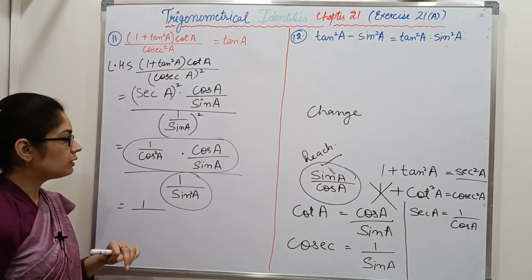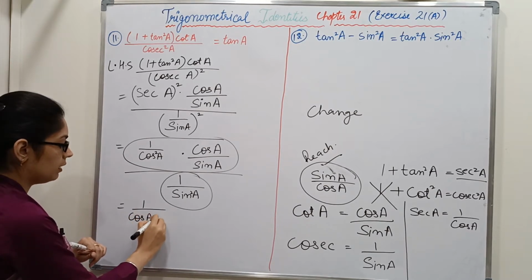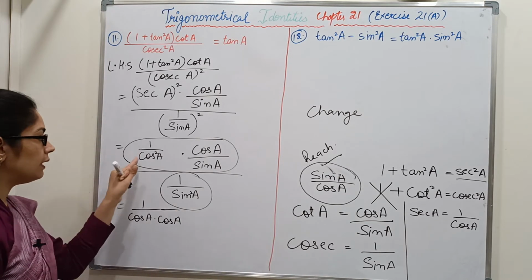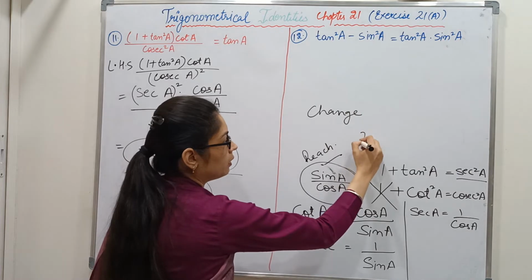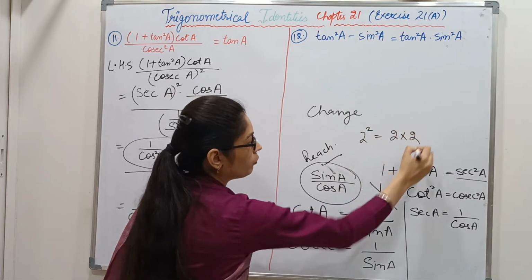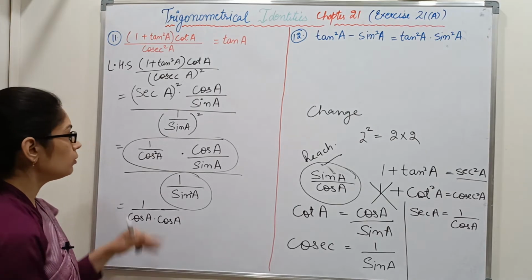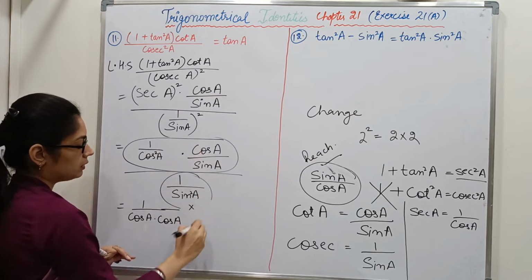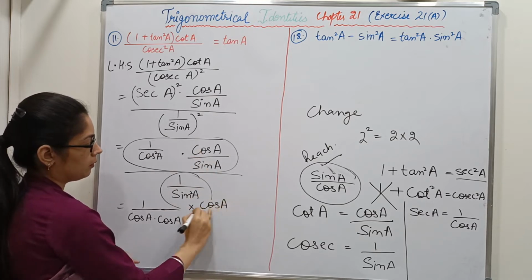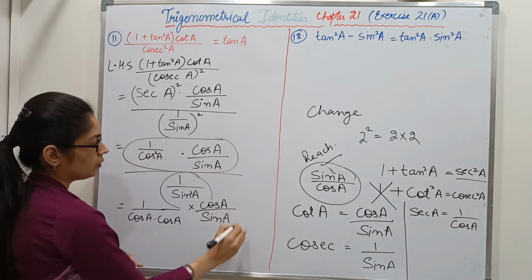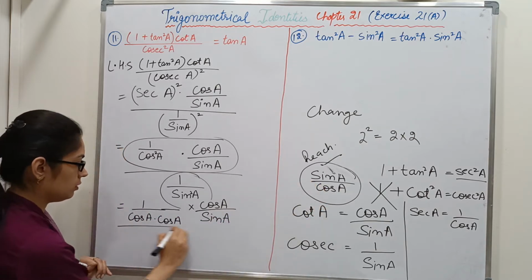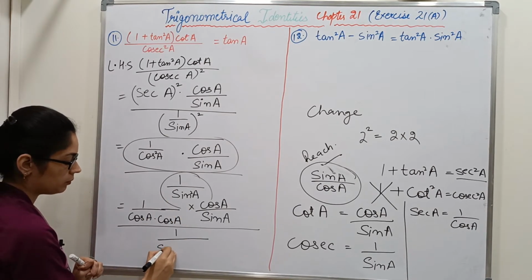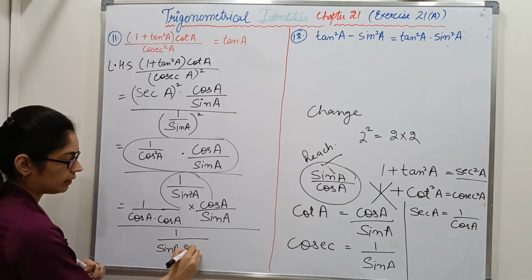I will write cos square as cos A into cos A. The square things, in every question I am telling you, square means a number multiplied by itself. So 2 square means 2 into 2, so that means cos square means cos into cos, it's like multiplication, cos A by sin A. Because I have to reach here. Then this sin square, simplify it more, sin A into sin A.